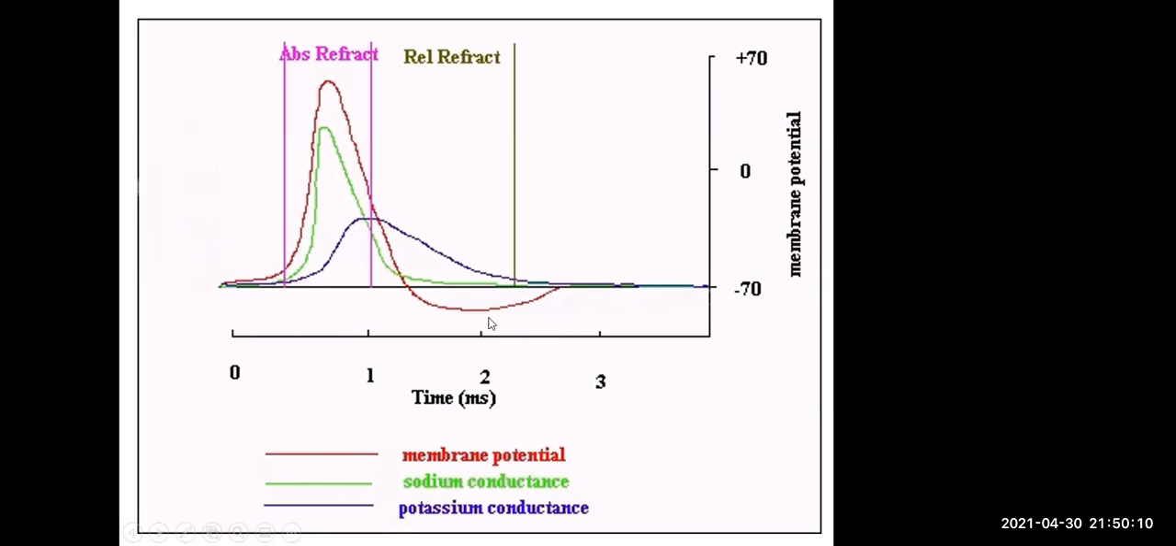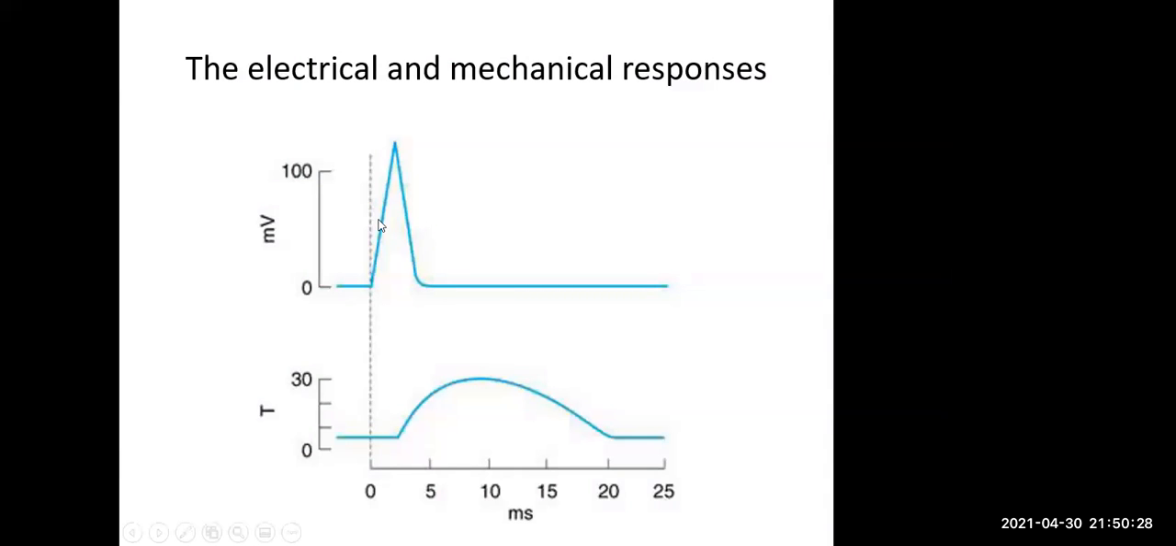During this relative refractory period, if you apply a suprathreshold stimulus, you can get an action potential, one more response. Whatever I am talking about now, please remember it is the electrical event, not the mechanical. Later I will come back to the mechanical event. In this diagram you can see the electrical event correlated with the mechanical event.